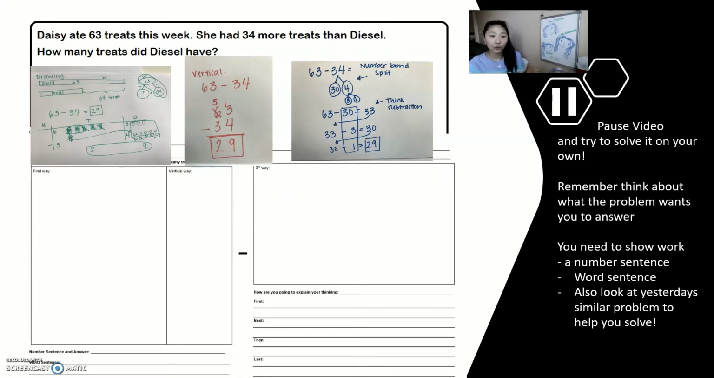And if there's one that you liked better than what you've done, or if there's a third way that you're like, oh, I can try that next time, I want you to write it down. Make sure to fill in your number sentence and answer and your word sentence. And also try to write down the steps that you would explain your first or vertical way. The first thing I did is, just like how I show you when I'm doing my videos in a little bit. Alright. So right now, get solving, and I'll see you in a little bit.